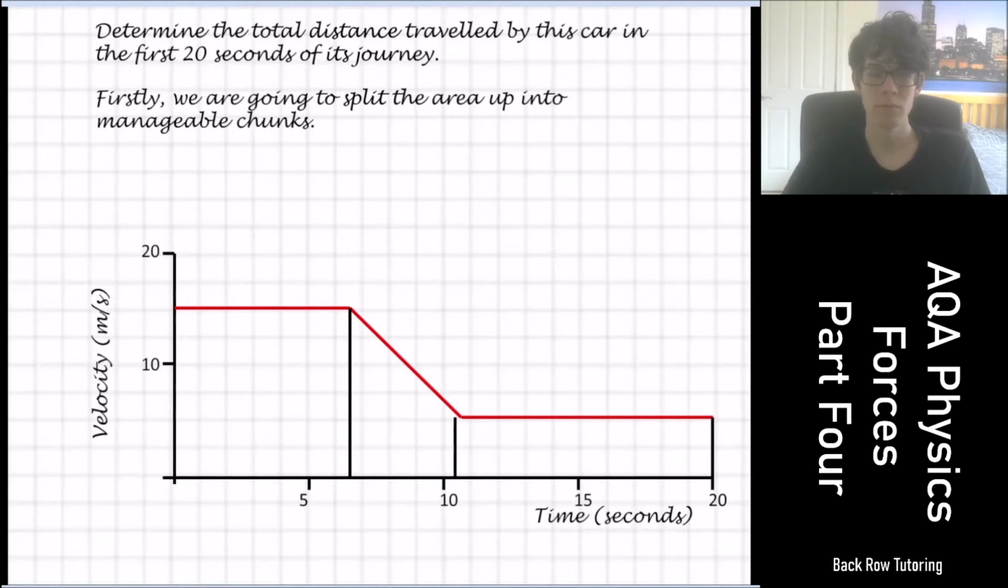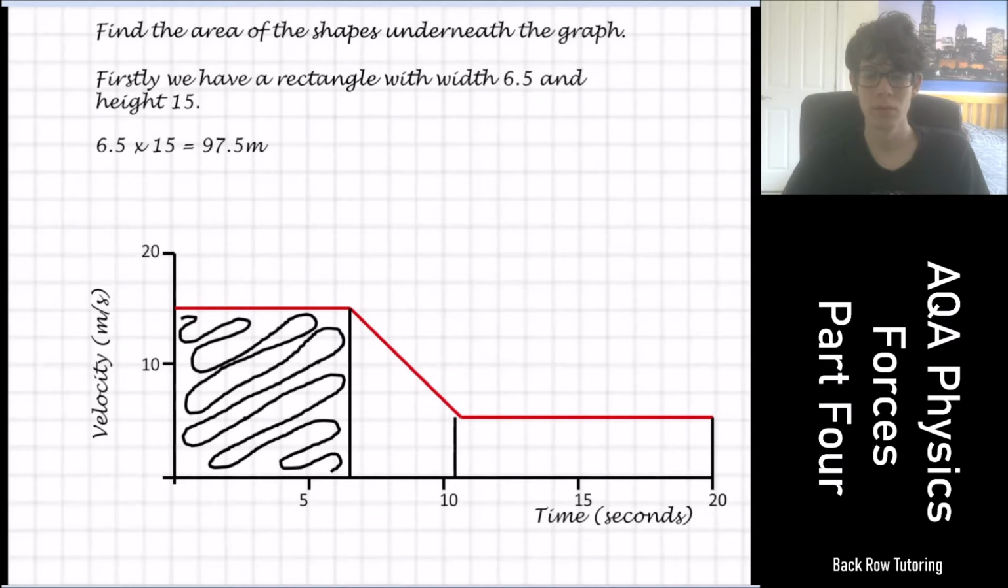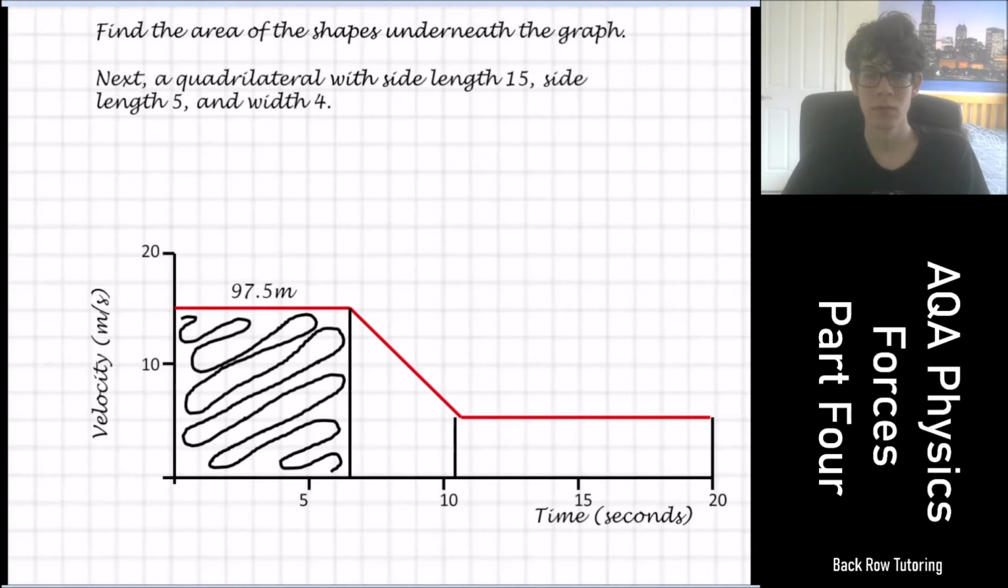Firstly, we are going to split the area up into manageable chunks. Find the area of the shapes underneath the graph. Firstly, we have a rectangle with width 6.5 and height 15. 6.5 times 15 is 97.5 meters. Next, a quadrilateral with side length 15, side length 5 and width 4. Using our equation for the area of a quadrilateral, we can find that the area of this is 40 meters.